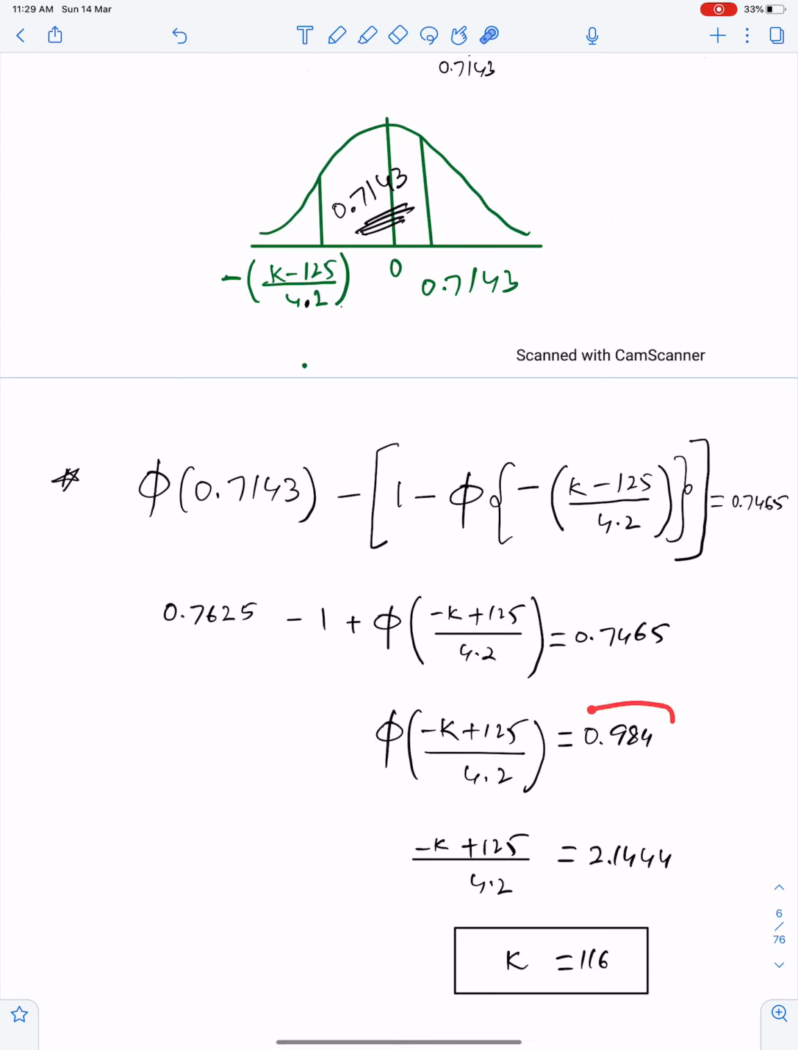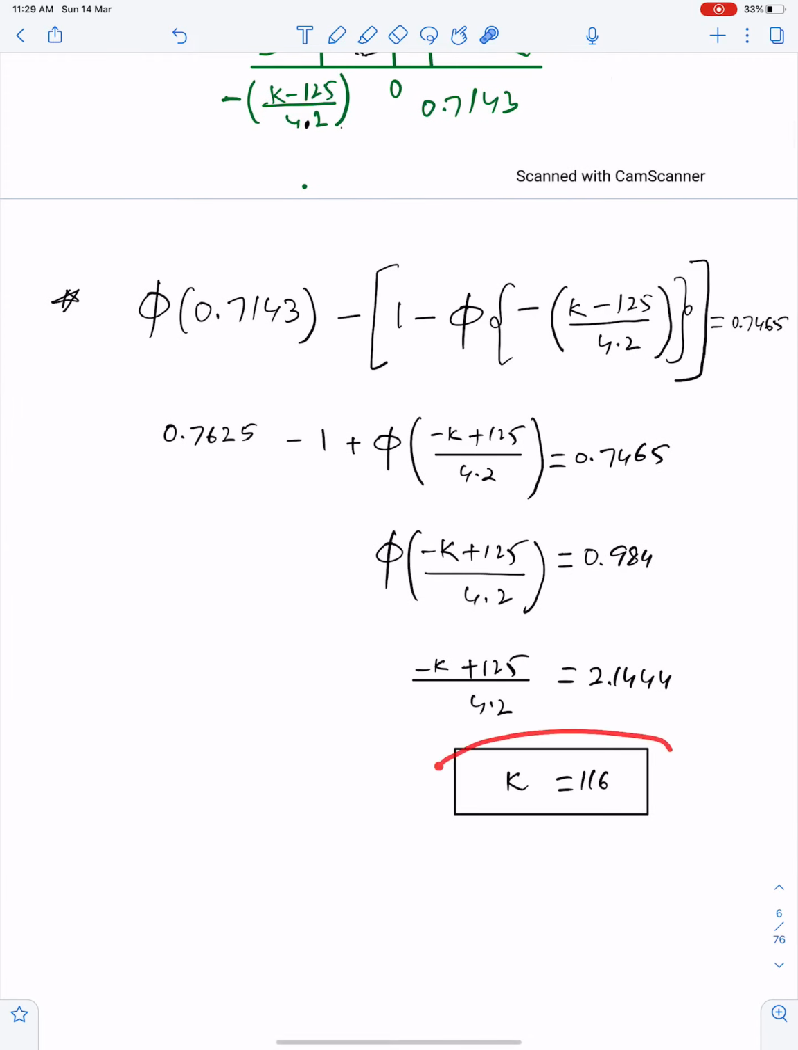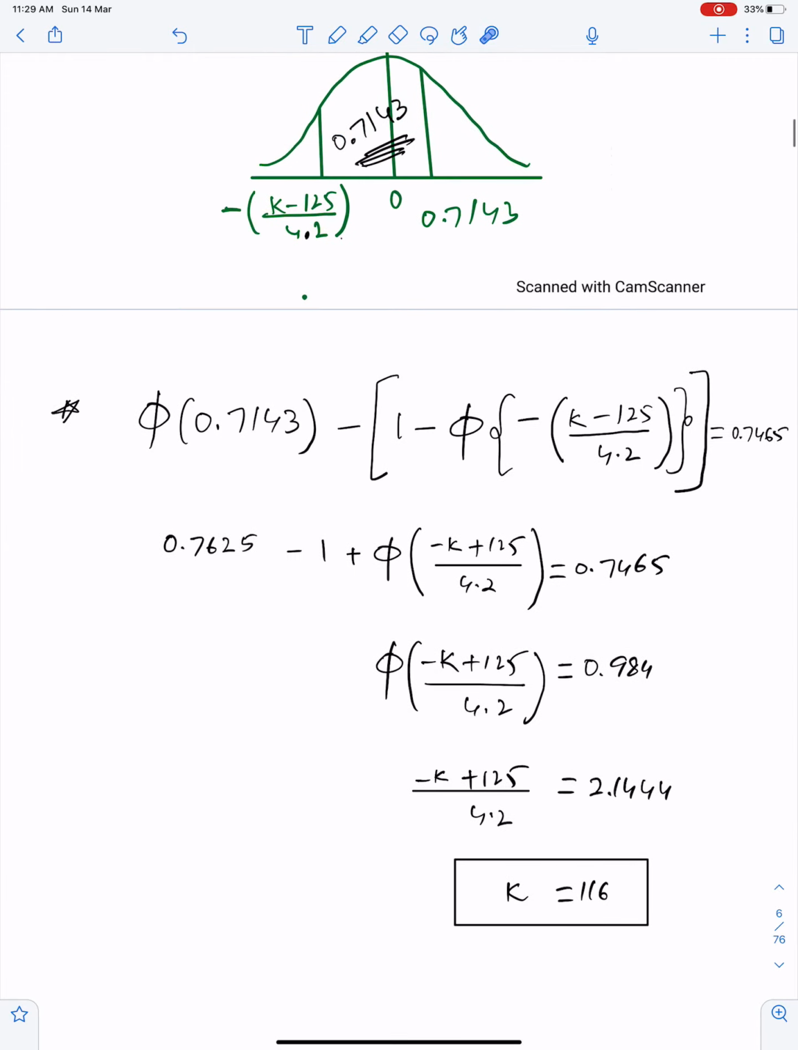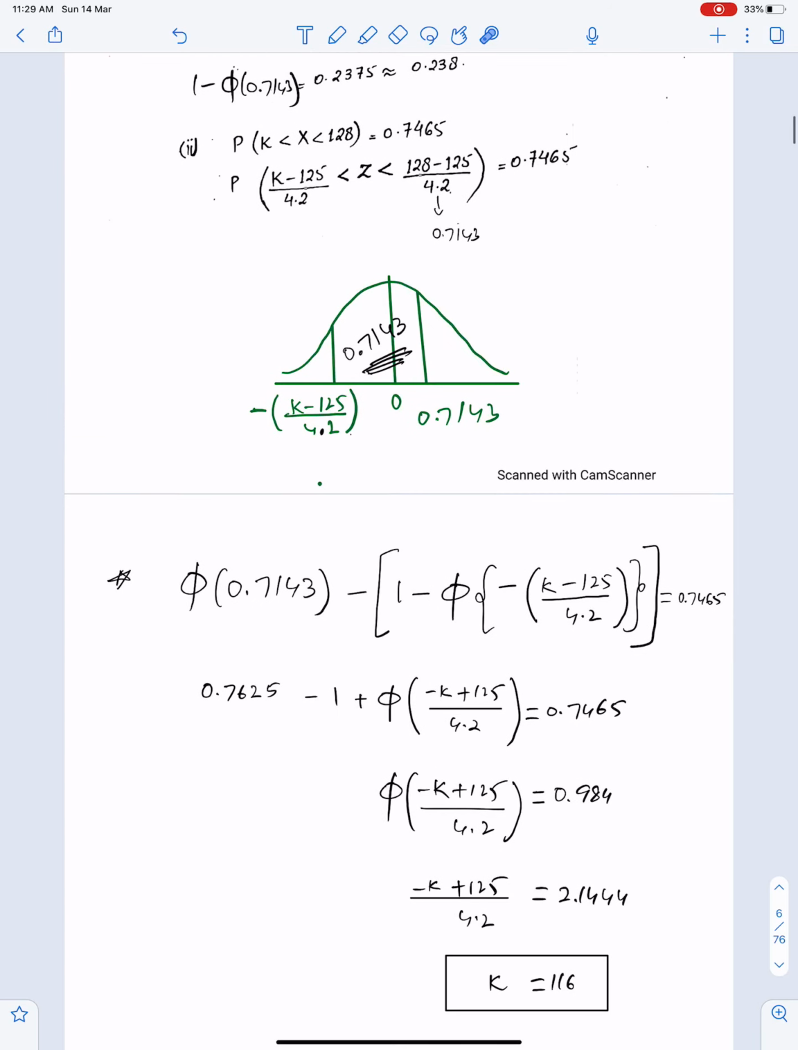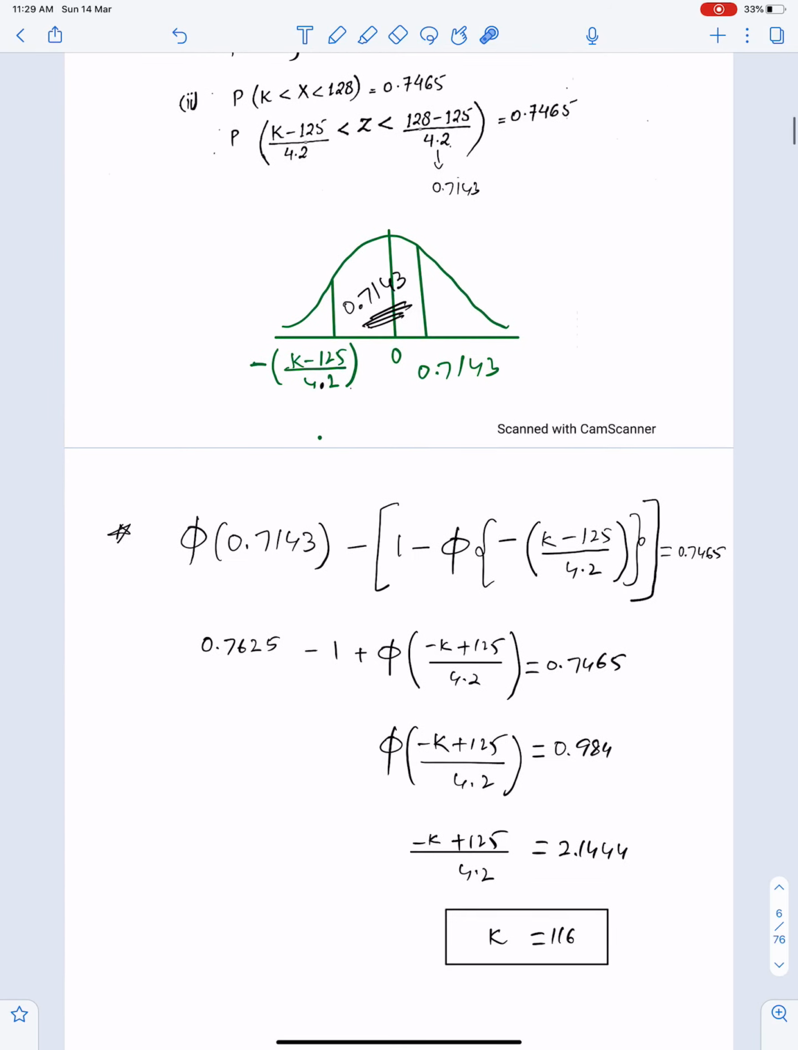Now take phi inverse of this number. Phi inverse of this number is 2.1444 in fact. Now get the value of k. Please understand this concept well. This is one of the most important concepts of normal distribution. This one.